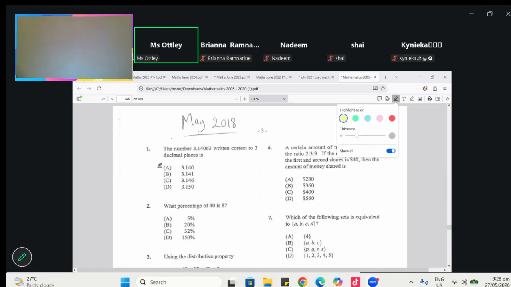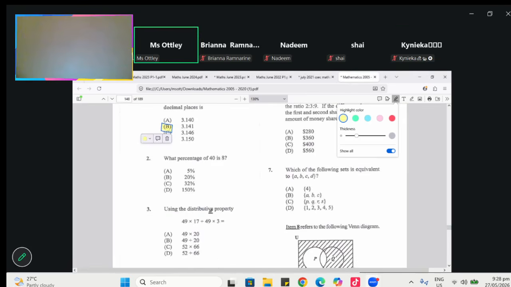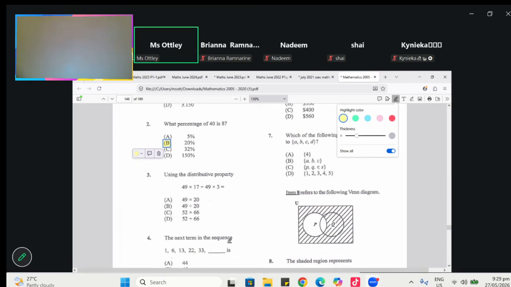First question. The number 3.14063 written correct to 3 decimal places is B as in boy. What percentage of 40 is 8? 20%. And this is a repeat question. We've seen it a lot already.